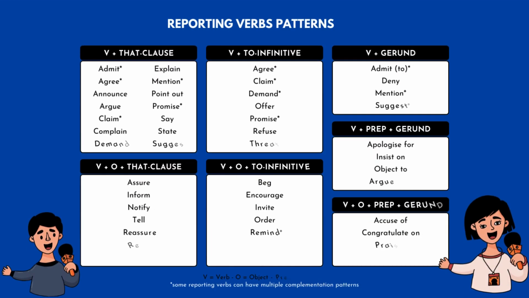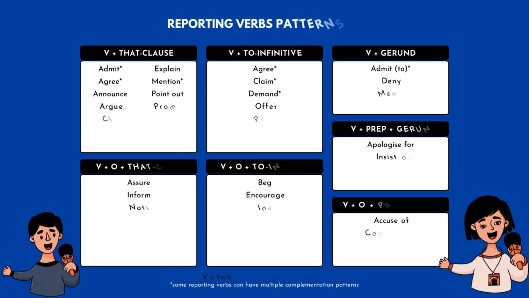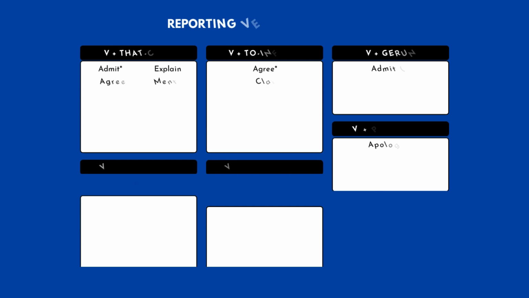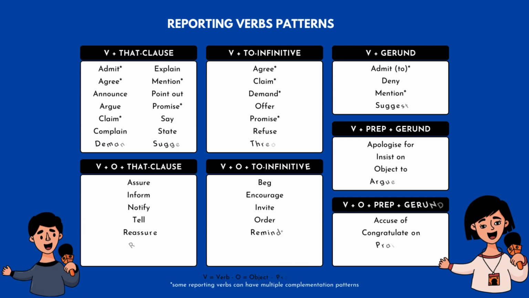V plus prep plus gerund: apologize for, insist on, object to, argue about. V plus O plus prep plus gerund: accuse of, congratulate on, praise for, thank for.